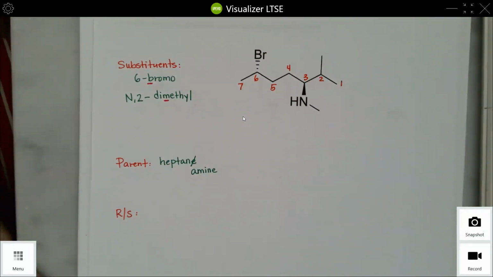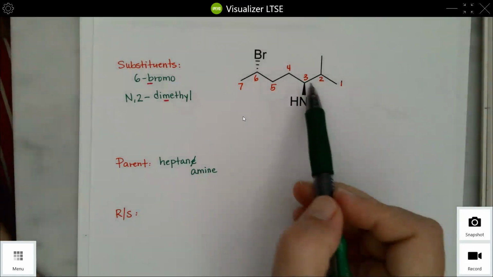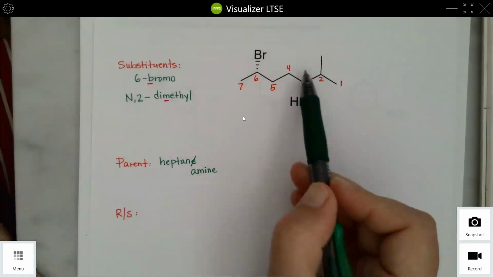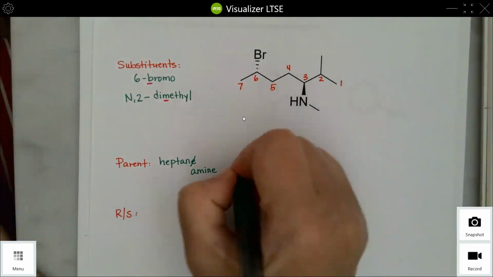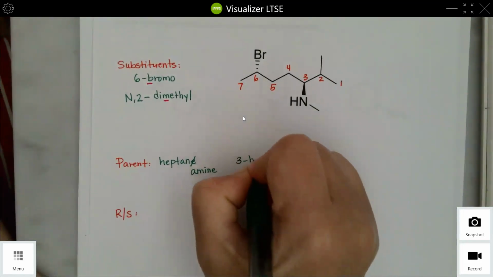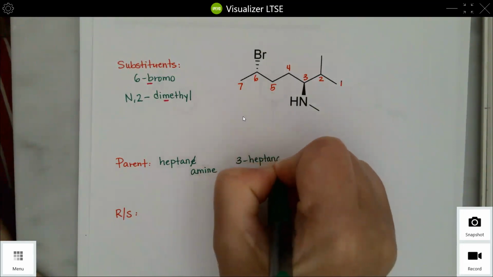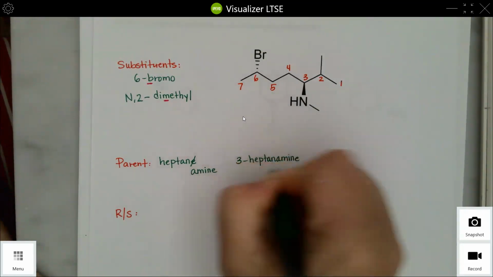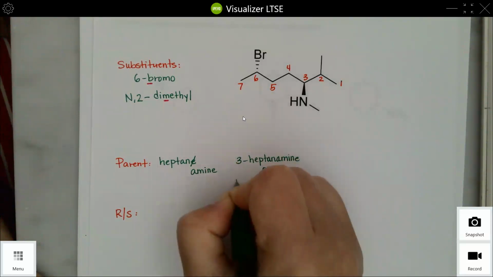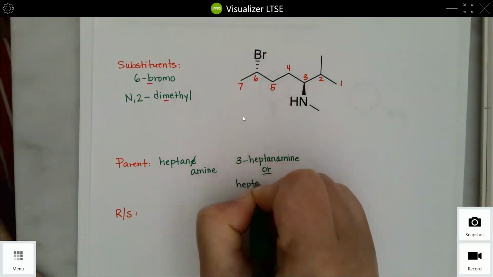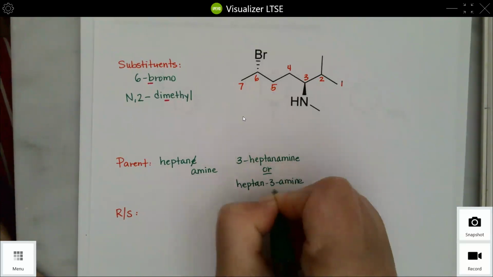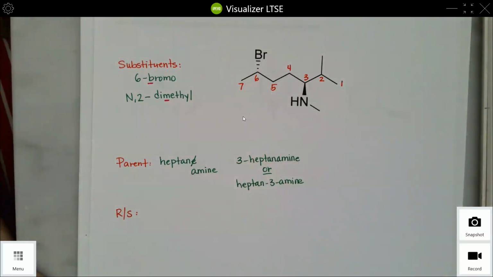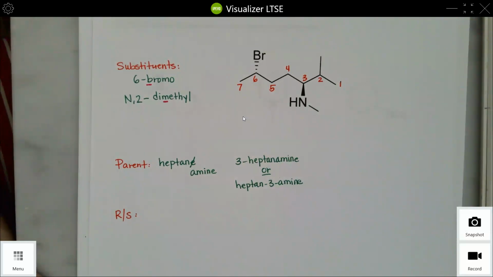Okay, and then because it's not carbon number 1, we do want to include that. So we can either call this a 3-heptanamine, or we could do a heptan-3-amine. And the second way is the newer way that IUPAC has laid out for this process.